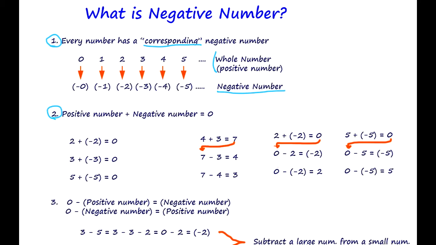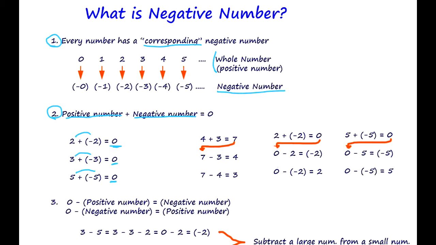Then we look at number 2. A positive number and its negative number, when you add them, become 0. For example, 2 plus negative 2 equals 0. 3 plus negative 3 equals 0. 5 plus negative 5 equals 0. So a negative number is what you add to the original number to get 0. That's the important definition of a negative number.